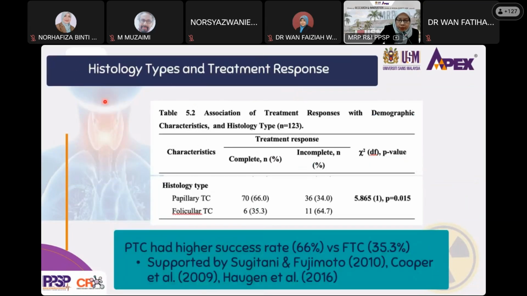So this is the correlation between histology types and treatment response. We can see that PTC has a higher success rate of 66% compared to FTC at only 35%. These findings are supported by Sugitani, Fujimoto, Cooper, and Fogan.